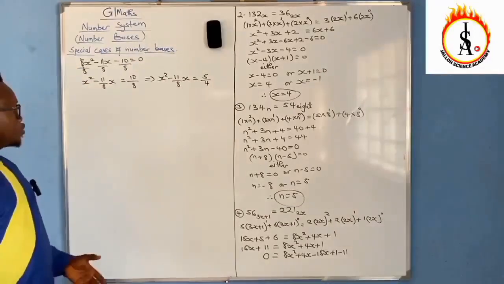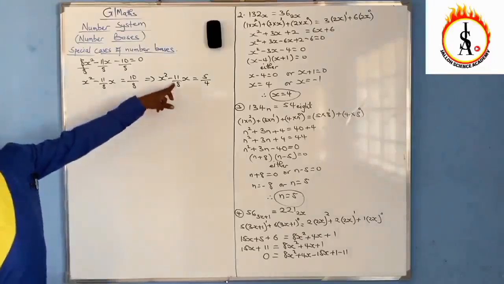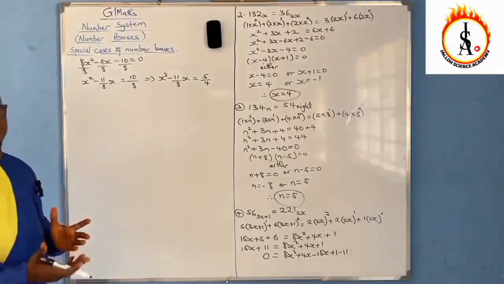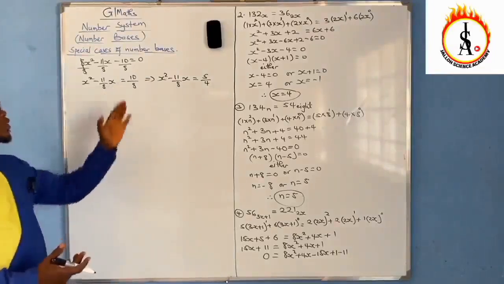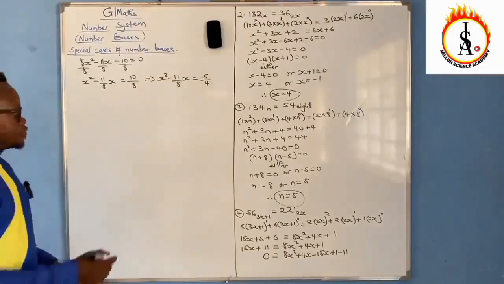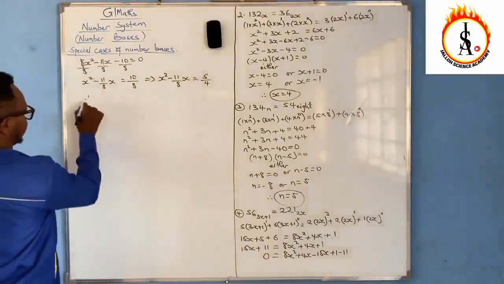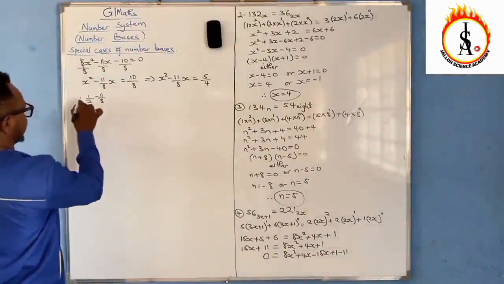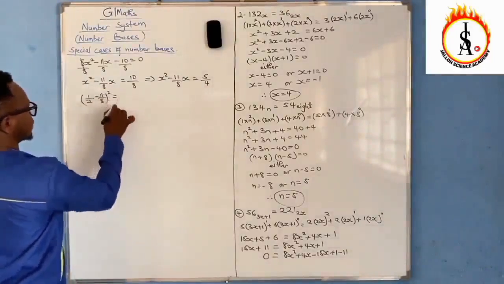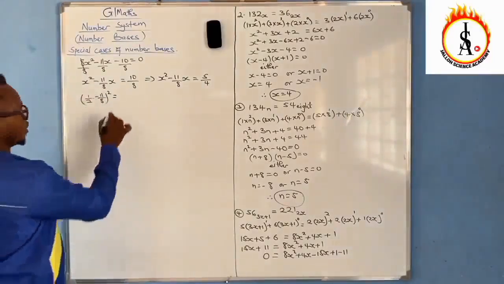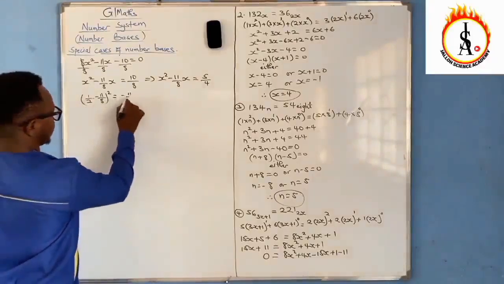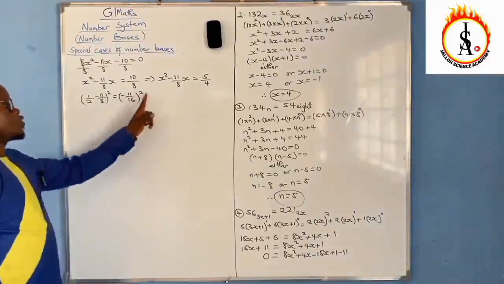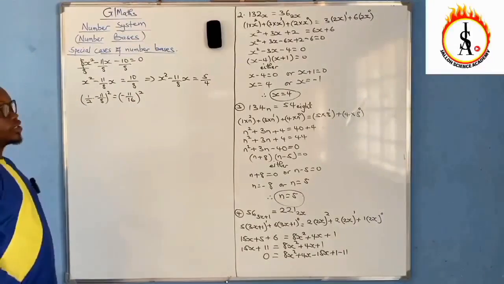So now what we're going to do is the coefficient of x, we're going to multiply by half and we square it. The result we get, we add it to both sides of the equation. So half multiplied by negative 11 over 8 squared. So this will give us negative 11 over 16 squared. So this, we're going to add it to both sides of the equation.